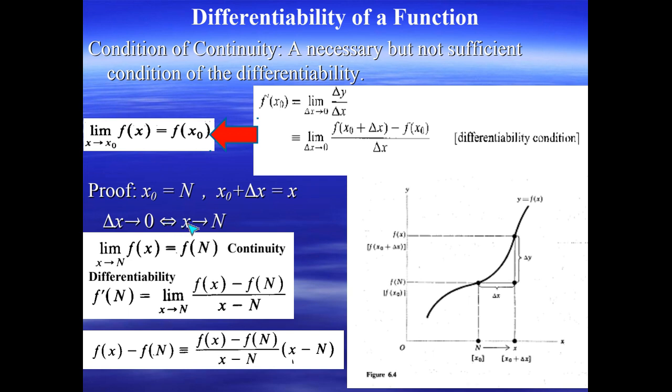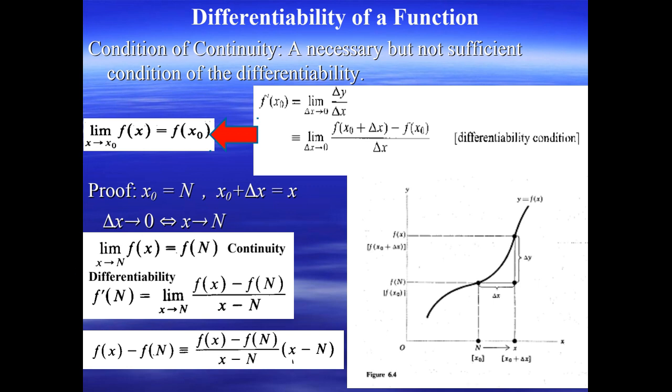How can we prove it? Well, let's take x0 equal to n, and x0 plus delta x as x. When delta x goes to 0, x goes to x0, or x goes to n. So we can express the same rule for continuity as the limit of f of x when x goes to n equals f of n.